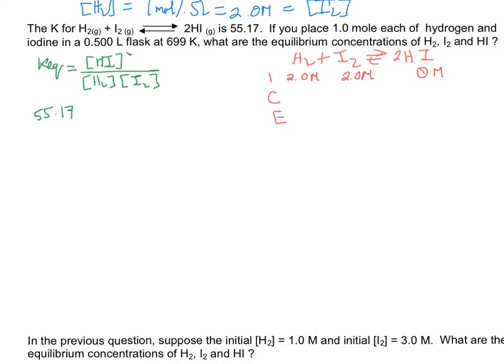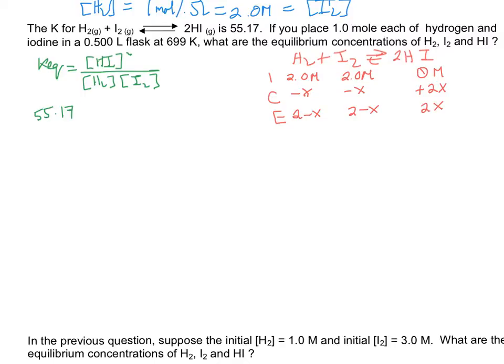Some of the H2 is going to get used up, and some of the I2 is going to get used up. Let's say that the amount that they get used up is X, so we're going to remove an X amount from H2, and the same amount from I2 because it's a 1-to-1 ratio. For the products, we're going to form 2X because it's a 1-to-2 ratio, so plus 2X. Then at equilibrium, this is 2 minus X, 2 minus X, and then this is 2X.